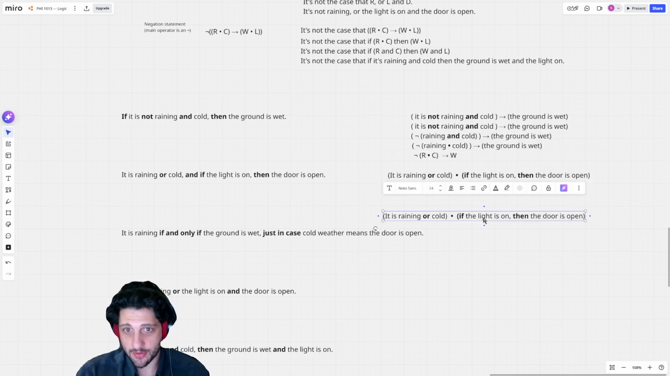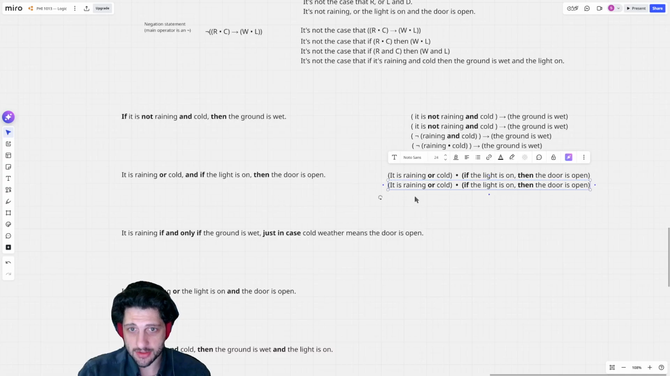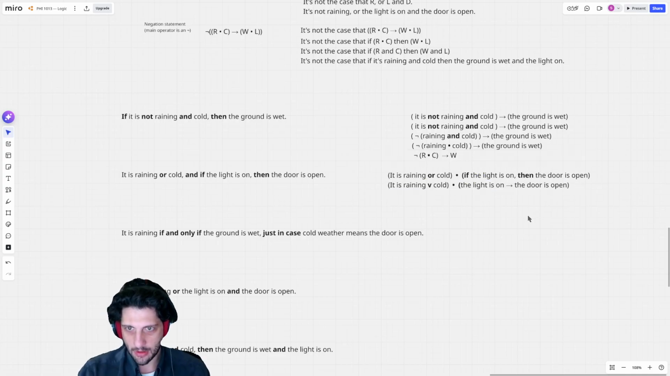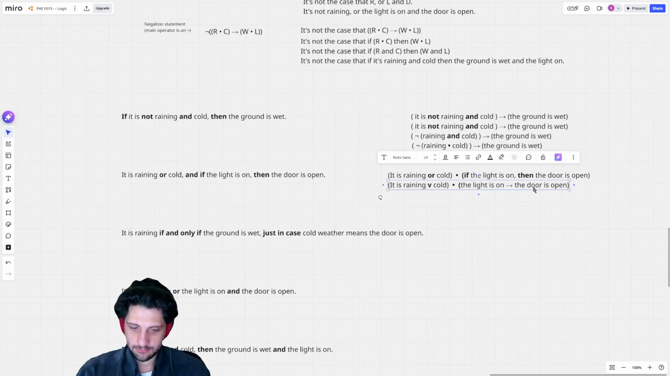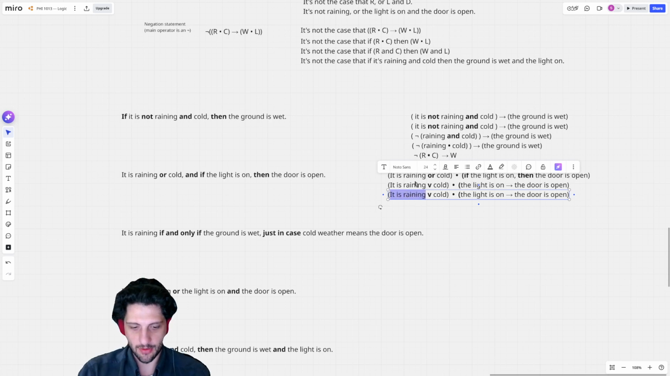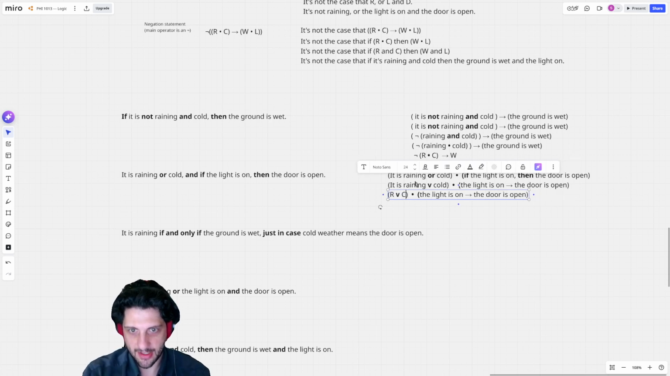And so we can just go through the steps. Now let me just translate that left side. All I'm going to do is say it is raining or, so or is just a wedge. And then on the right side, if the light is on, then the door is open. That's just a good old-fashioned conditional. And now I've taken care of all my symbols. So now I can go ahead and just replace with the letters.